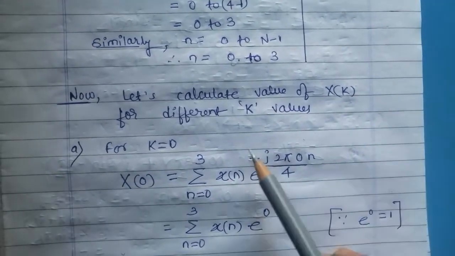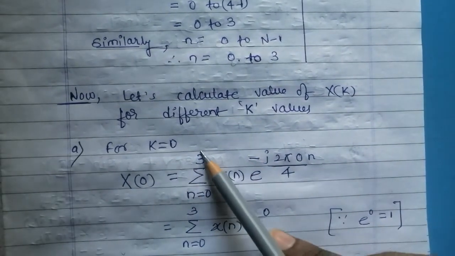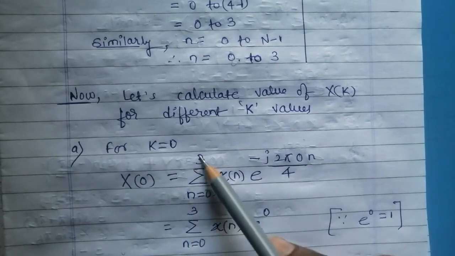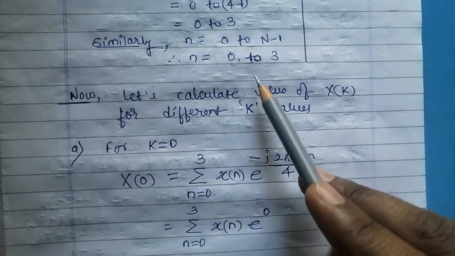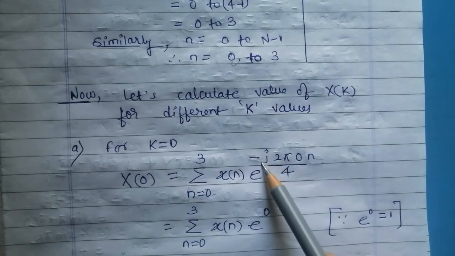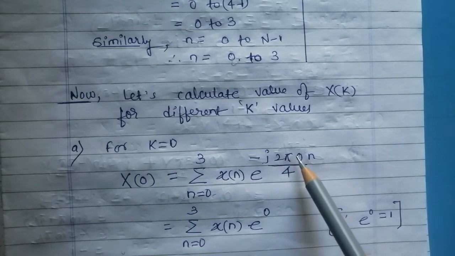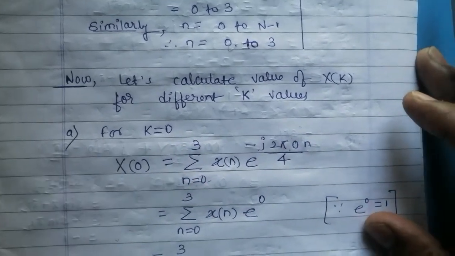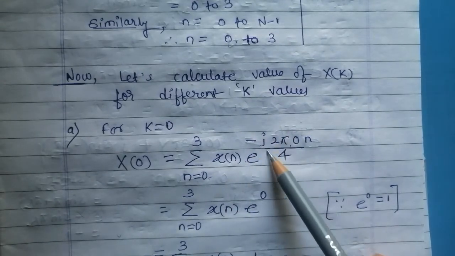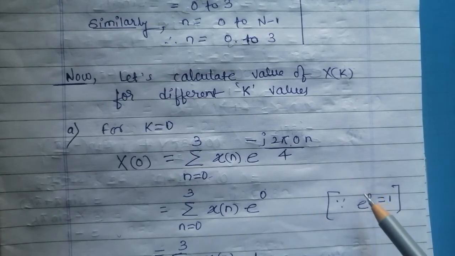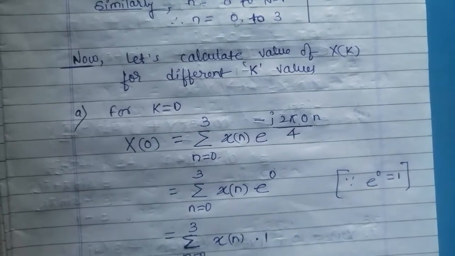Now let's see here, summation from n equals 0 to 3. In your formula it is n equals 0 to N minus 1. So what is the range of n? 0 to 3. So I have replaced that N minus 1 with 3. Now x of n e raised to power minus j 2 pi k n. Why have I placed 0 here? Because the k value is taken as 0 for the first part. So I have directly placed k equals 0 here, so e raised to power this much into 0 becomes totally 0. So e to power 0. What is the value of e to power 0? Something to power 0 is 1. So it becomes like this.